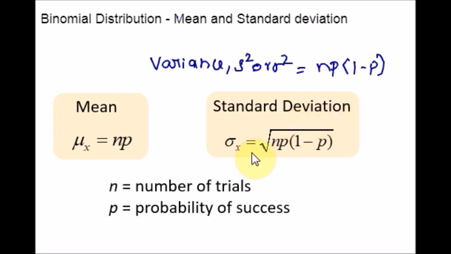Okay, let us see the formula. As I already told you, standard deviation is nothing but the square root of the variance. So just include the square root in the variance formula: square root of n times p times q, or n times p times 1 minus p. So this is the formula for mean, variance and standard deviation in binomial distribution.